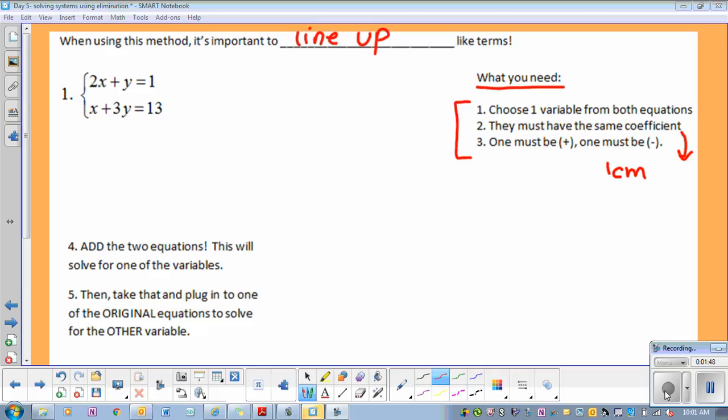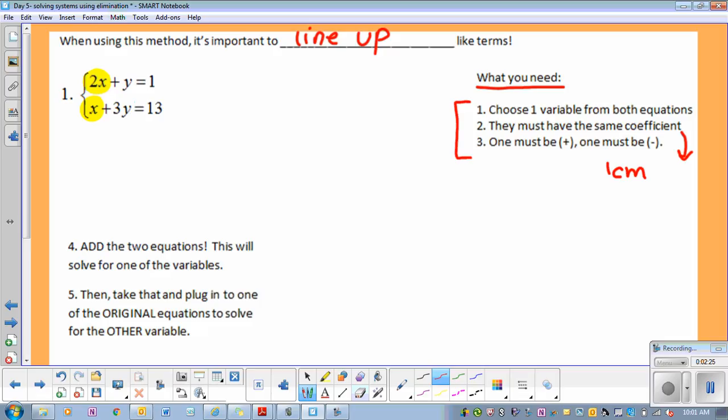So I'm going to look at my equations here, see how my x's are lined up. And then you see how my y's are lined up, and then my numbers are lined up, right? So this one's good to go. Now, we need to choose a variable from both equations. Like we could choose the x's or we could choose the y's. Which one do you guys want to do? X? Okay. So let's look at our x's.